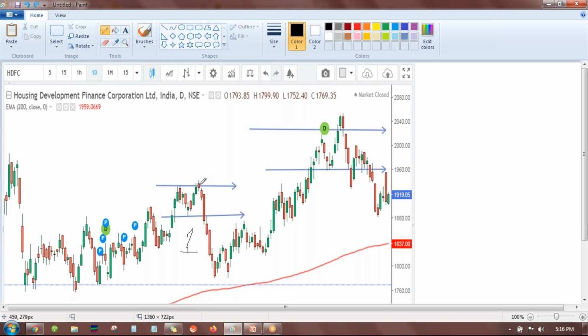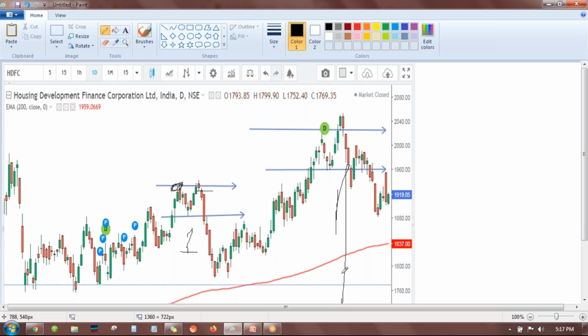What happened here? Prices broke this, came back, closed under this. Okay, this is our setup. We'll be taking entry below this. Is this clear? Yes, you will get many setups on a daily chart. Now, again on the same chart, we are getting a setup.